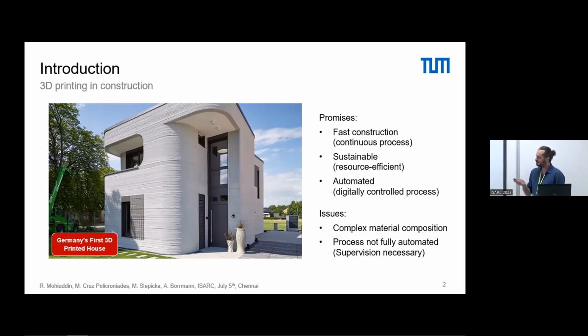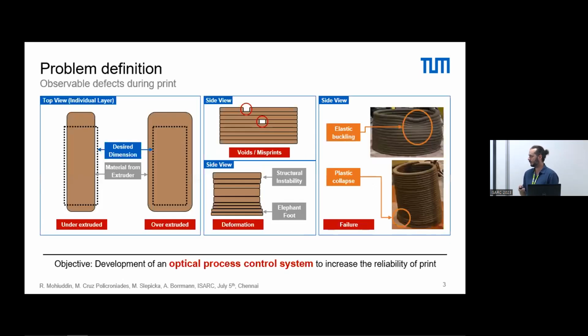But unlike the picture suggests, it's not really that easy. The material handling is quite complex, and the whole process to control it is not super easy. For that reason, at this point, it's not fully automated. So there's a lot of human supervision necessary. And that basically brings us to the topic, the optical process control.